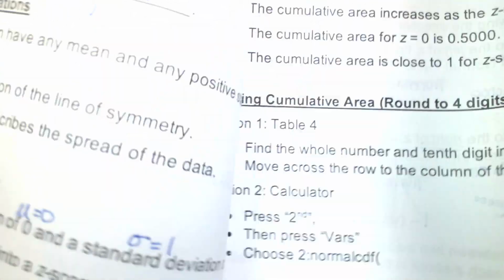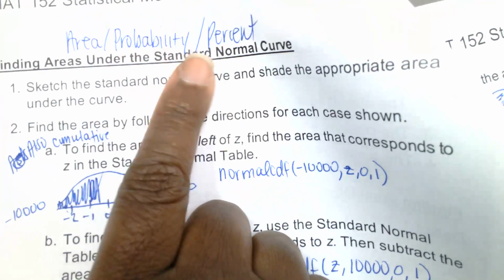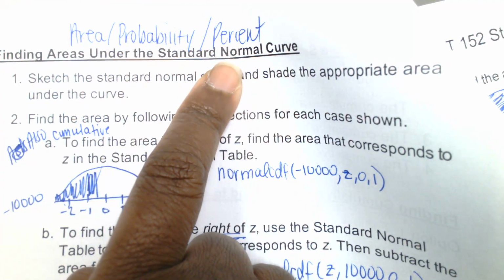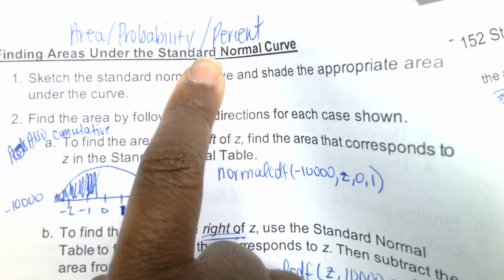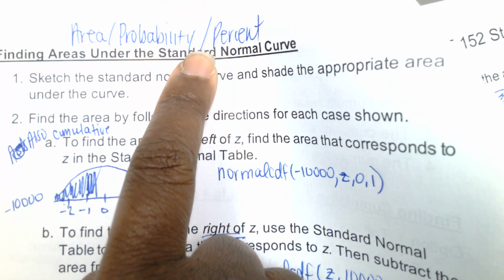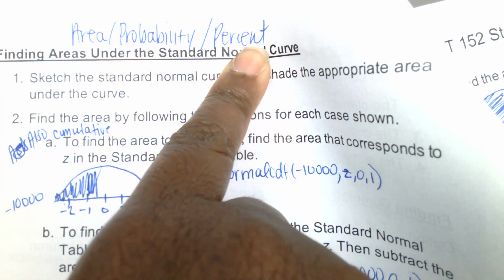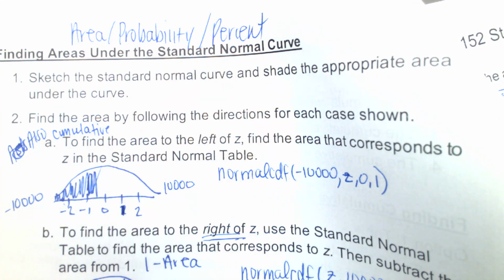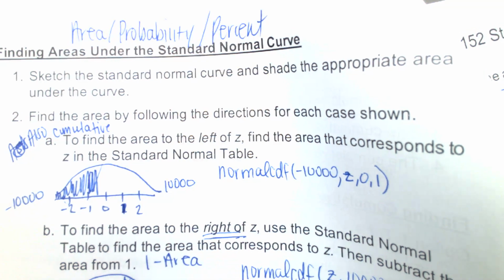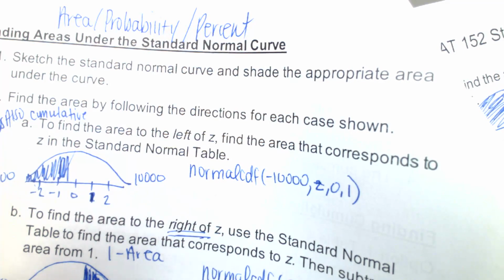Area, probability, and percent. You're going to use that table and that calculator, or you're going to use Excel. If they give you area, if they give you probability, or if they give you percent, and they're asking you to find a z-score or an x value, that's when you have to work backwards, going from inside that table and out, or you're going to use inverse norm in your calculator.